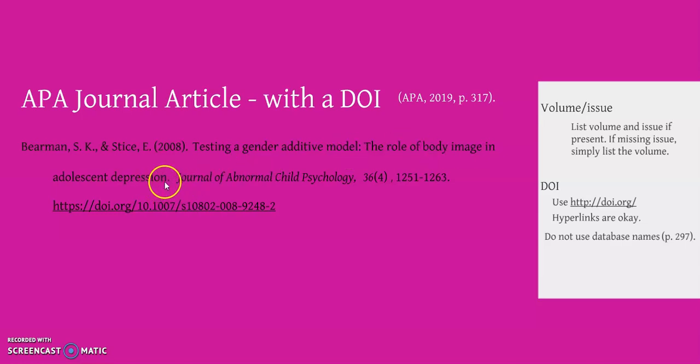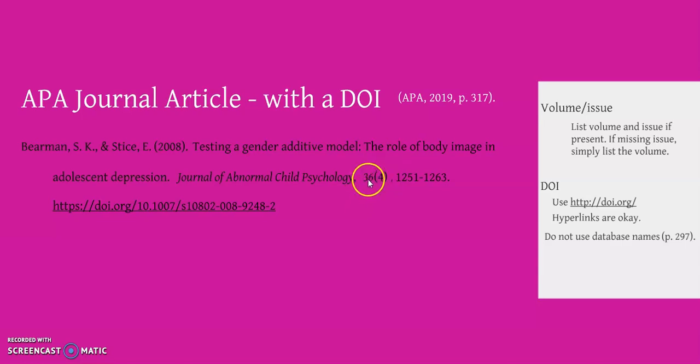We follow the name of the journal article with a period, and then we're going to include the name of the journal, so the name of the publication itself. What you'll notice about this is that it is in all italics, and all the major words are capitalized for the title. We follow this with a comma, and then we include the volume and the issue.